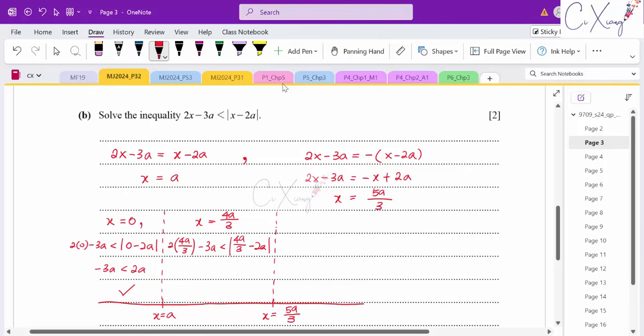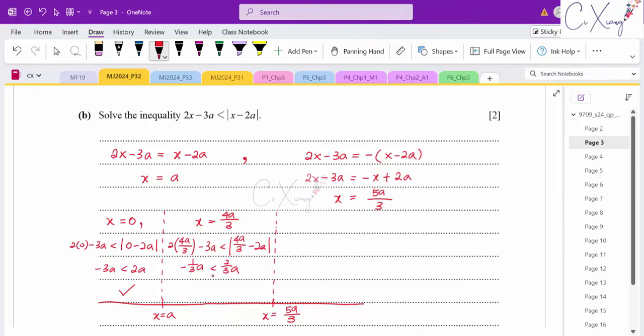Okay, so if I try to simplify the equation, I'm having negative 1 over 3a smaller than 2 over 3a. If you try to compare, this is the correct inequality, right? So I put a tick here as well. Then lastly, for the last part, I select any value that's more than 5a over 3. So maybe I'm using 2a here. Substitute into the inequality again.